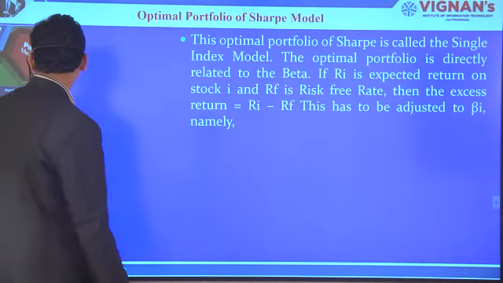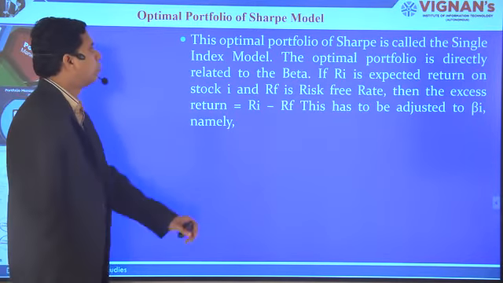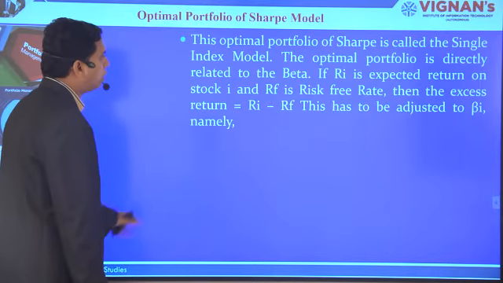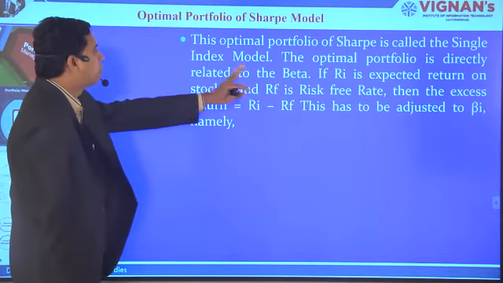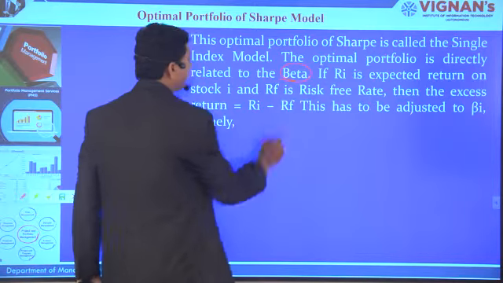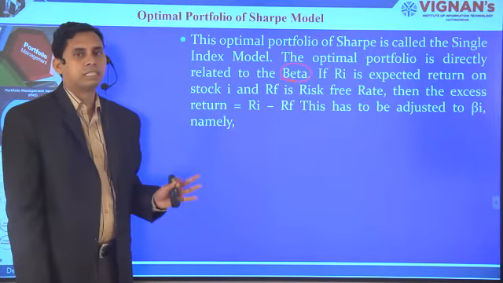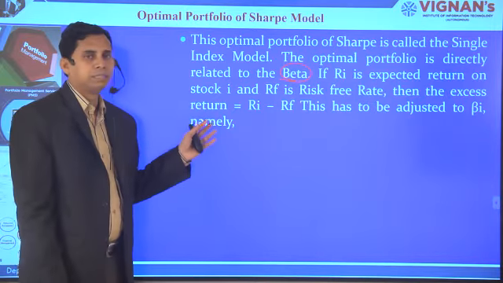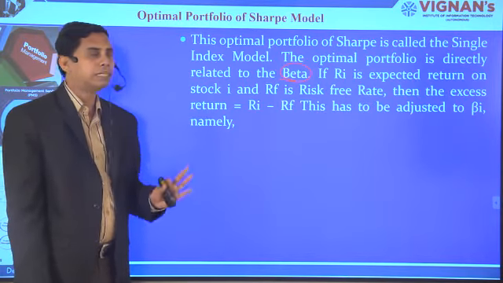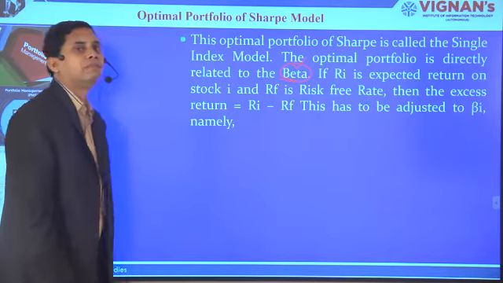Now how do we find the optimal portfolio using the Sharpe single index model? For the optimal portfolio, Sharpe's single index model makes the optimal portfolio directly related to the beta. This is very, very important. When the optimal portfolio is considered by the Sharpe single index model, it depends on the beta value alone. Why only the beta value?